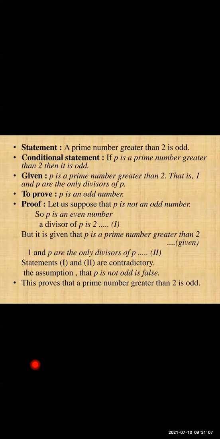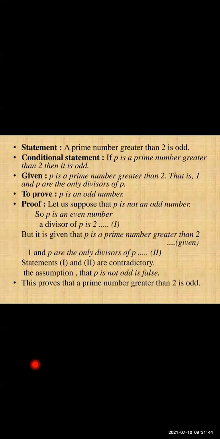If we take any number, 10,000, 20,000, 1 lakh, 10 lakh, 20 lakh, 50 lakh, whatever number you take, if it is an even number, 2 will be its divisor. So therefore, a divisor of P is 2. But it is given that P is a prime number greater than 2, which we have already written in the given part.